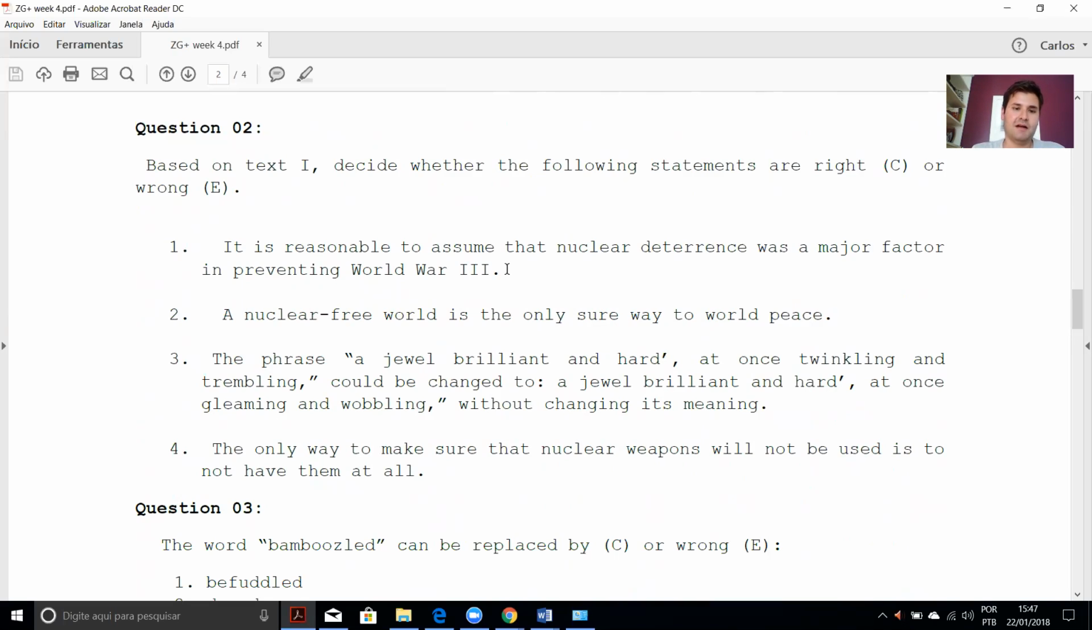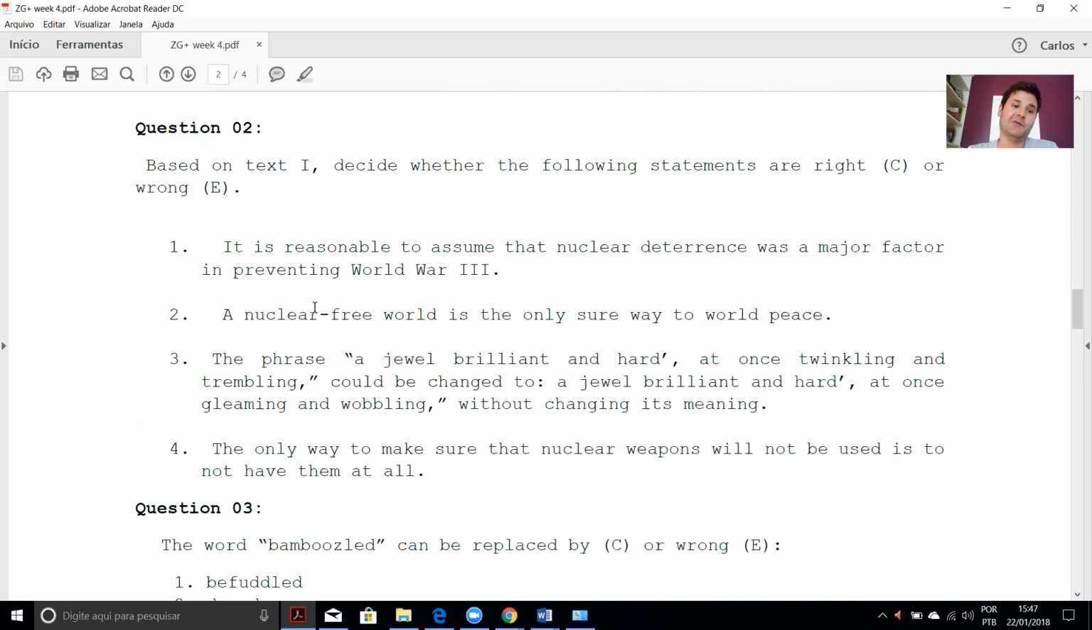Okay. And the only way to prevent it here in number 2 is a nuclear-free world, is what the author says right at the end, that a nuclear-free world is the only sure way to world peace. There's the wrong answer. I almost fooled myself here.